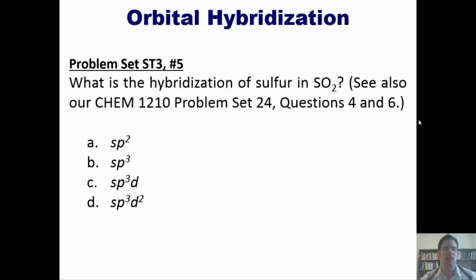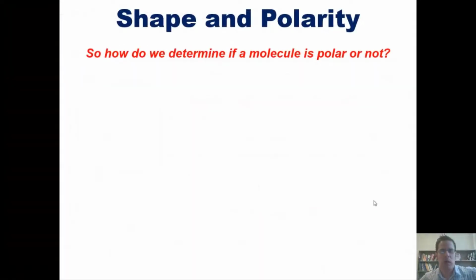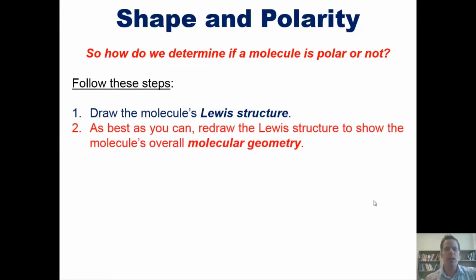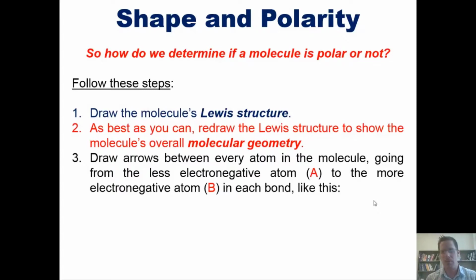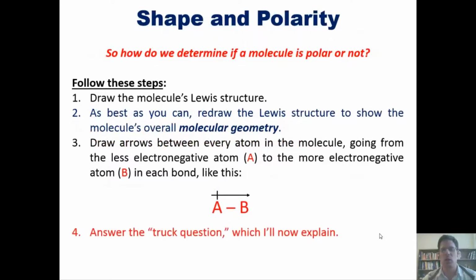Now to another subject, shape and polarity. So how do we determine if a molecule is polar or not? Okay, the way we do it is we follow these steps. First, draw the molecule's Lewis structure. Second, as best you can, redraw the Lewis structure to show the molecule's overall molecular geometry or shape. Third, draw arrows between every atom in the molecule going from the less electronegative atom, A, or whatever atom it happens to be, to the more electronegative atom, B, in each bond, like this. Lastly, you answer the truck question, which I'll now explain.